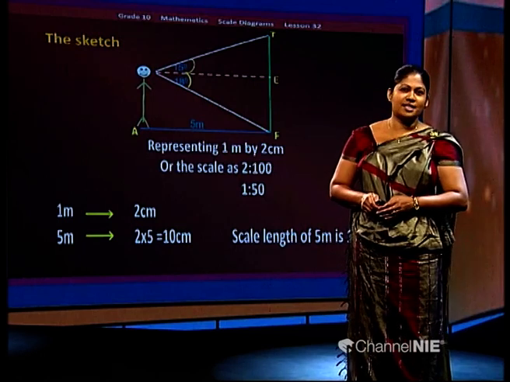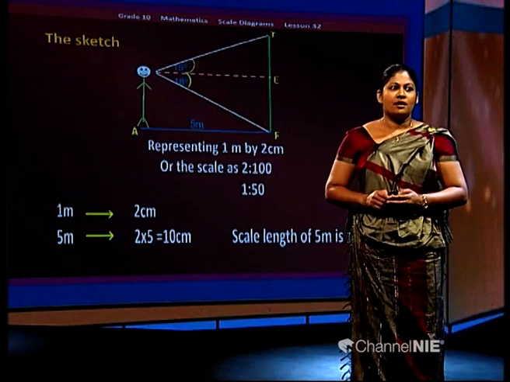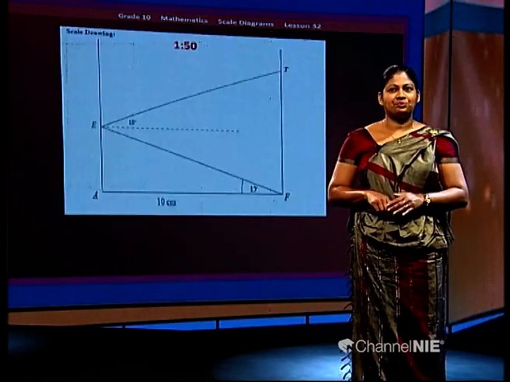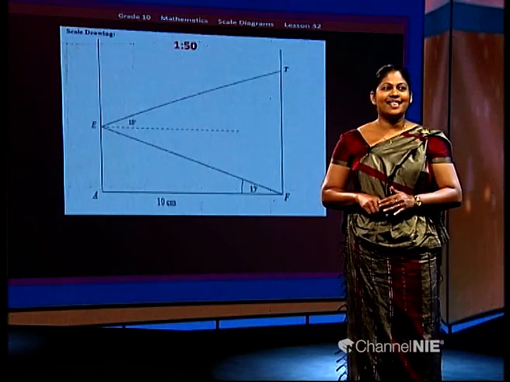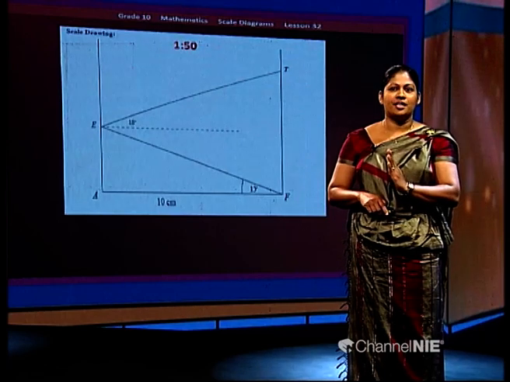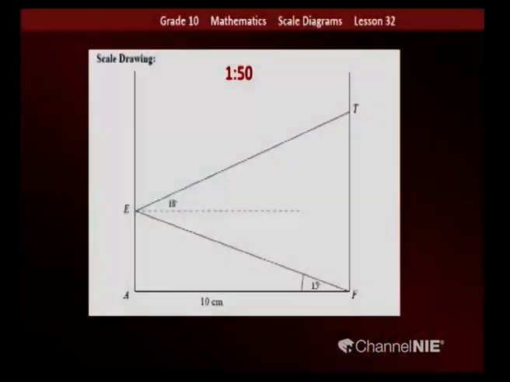Now shall we draw the scale diagram? This is the sketch diagram. We have to draw the scale diagram now. See the scale diagram. Our scale is 1 to 50. I have done this for you. If you want, you can refer. See, shall I explain the way to draw this? Shall I help you? Do you follow me?